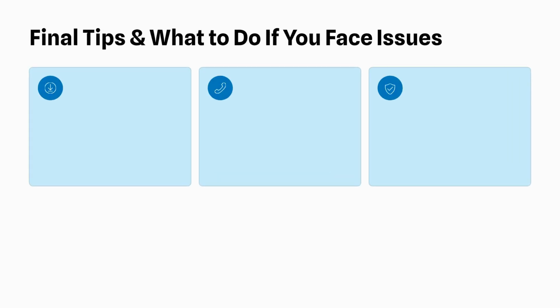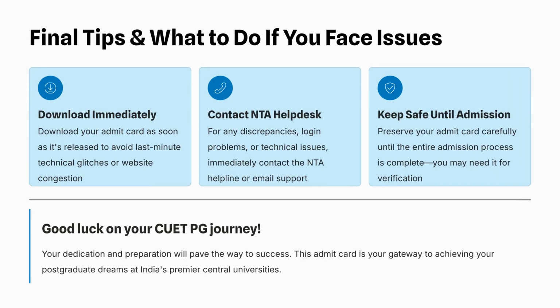Here are some final tips and what to do if you face issues. Download your admit card as soon as it is released to avoid any last-minute technical glitches or heavy website traffic. If you notice any discrepancy in your details or face login issues, immediately contact the NTA help desk through official helpline numbers or email support. Also, keep your admit card safe until the entire admission process is complete, as it may be required during the counseling or document verification process.